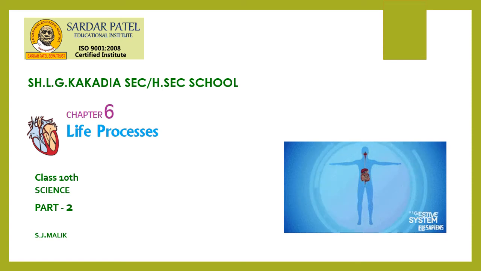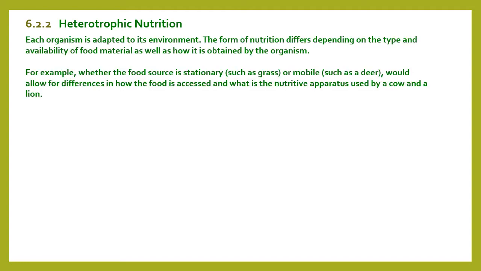So, let me start here with heterotrophic nutrition. What is heterotrophic nutrition? As you know, each organism is adapted to its environment, and the form of nutrition differs depending on the type and availability of food material, as well as how it is obtained by the organism. That can be explained by the example.